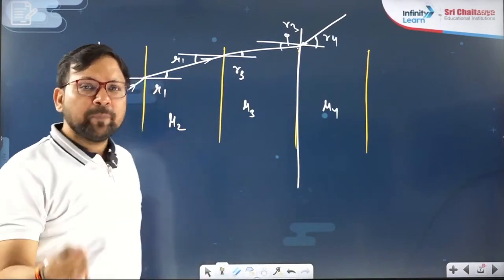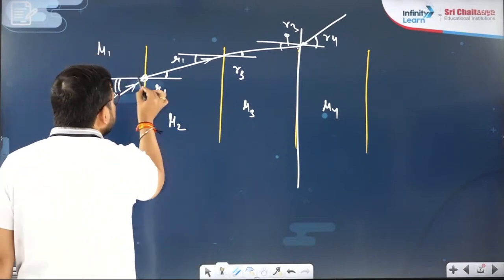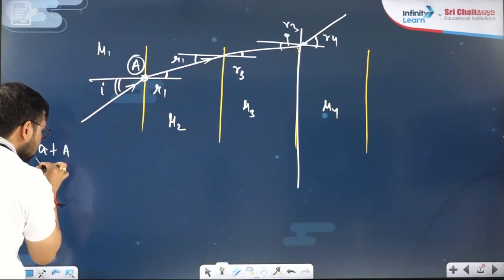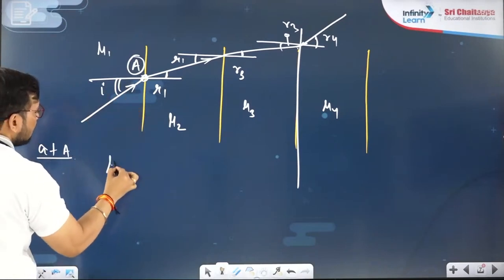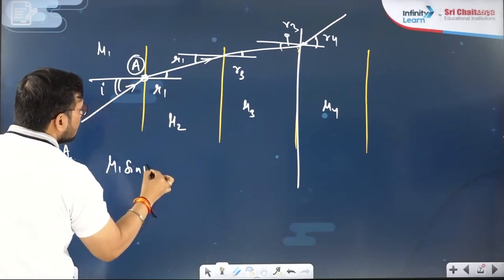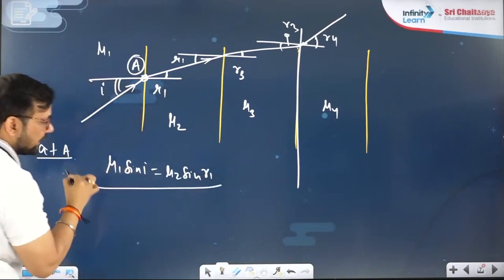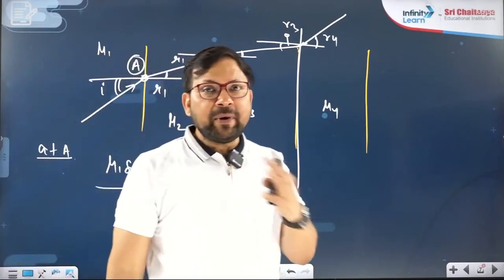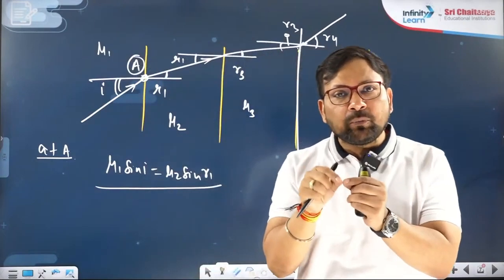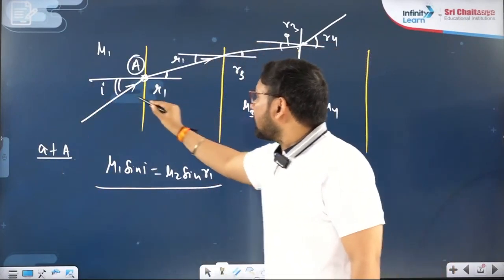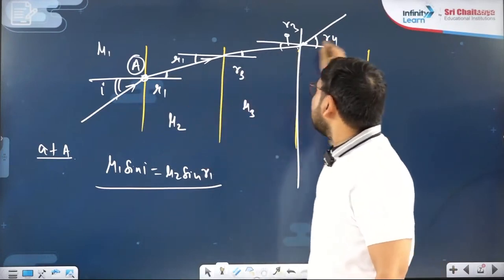Many of the students, many of us know Snell's law at one point. Suppose I ask you at A. At A I am using Snell's law and you will say it is easy. Mu1 sin i is equal to mu2 sin R1. This much knowledge we have already. What I want you to know supplementarily is that it is not at one point, it is for one light ray, not for one point. Can you notice these all are one light ray only?